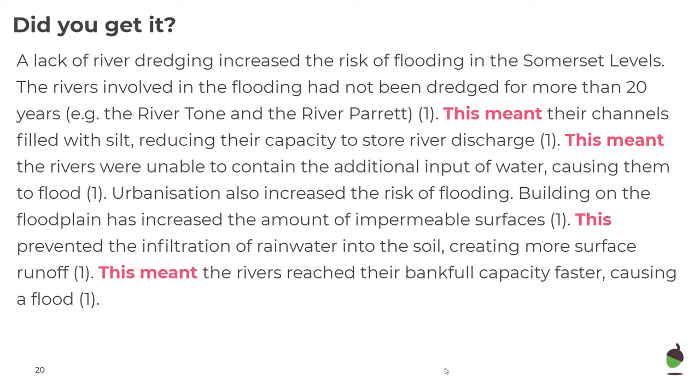Urbanisation also increased the risk of flooding. Building on the floodplain has increased the amount of impermeable surfaces. 1 mark. This prevented the infiltration of rainwater into the soil, creating more surface runoff. 1 mark. This meant the rivers reached their bankfull capacity faster, causing a flood. 1 mark. So please ensure that you've included all of the points that are in this model answer, and if you'd like to pause the video again so that you can redraft your answer, that is absolutely fine.